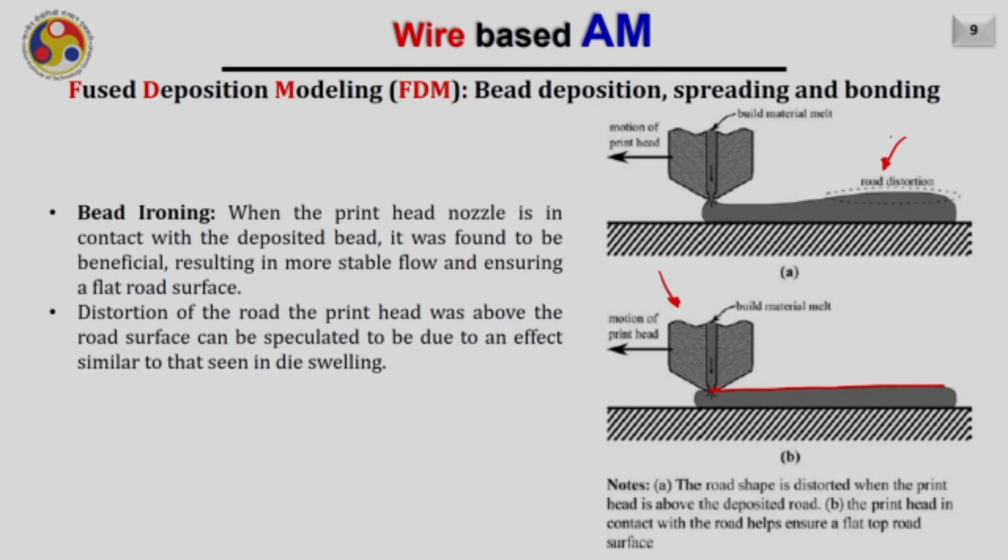So, the distortion of the rod at the print head above the rod surface can be speculated to be due to an effect similar to that seen in die swelling. It means that when the bead is deposited, there will be some stresses inside, and those stresses get released radially in this direction, and hence the shape of the bead gets distorted. To avoid that, we have seen that bead ironing works very well. And that is why, when you see most of these FDM based processes, the nozzle touches the bead as it is deposited. That is the reason behind that.